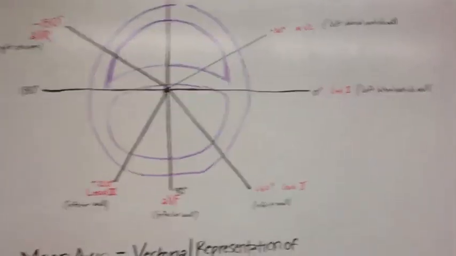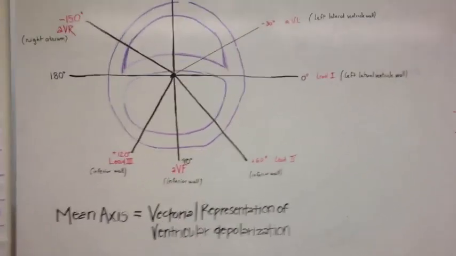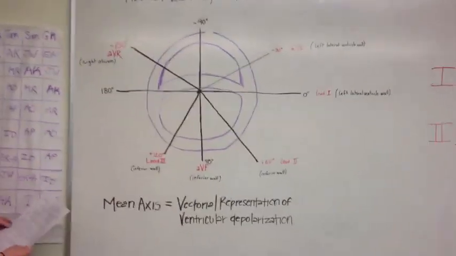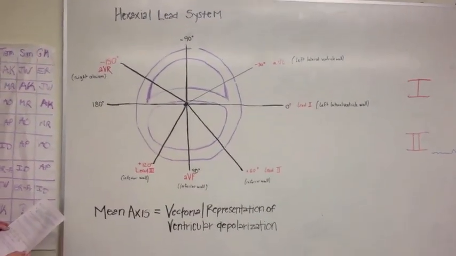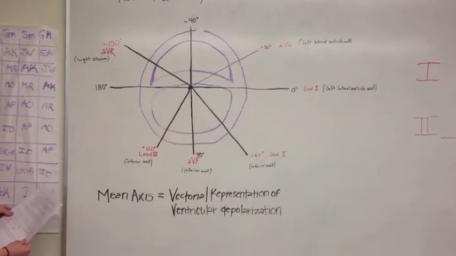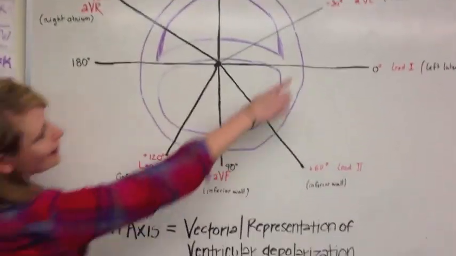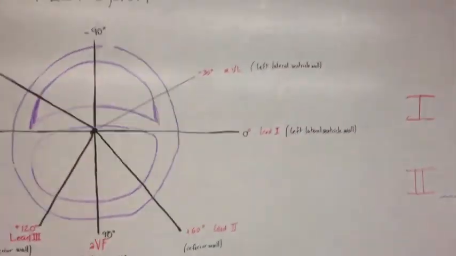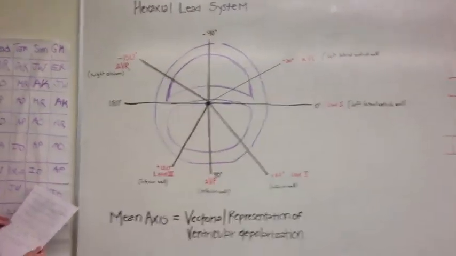And these are all bipolar leads, which means they have a positive and negative pole. And then you have the augmented voltage leads, and those are AVR, AVL, and AVF. Those are unipolar and only have one positive pole.